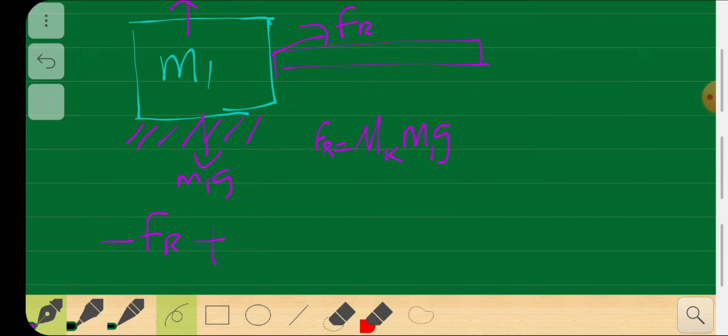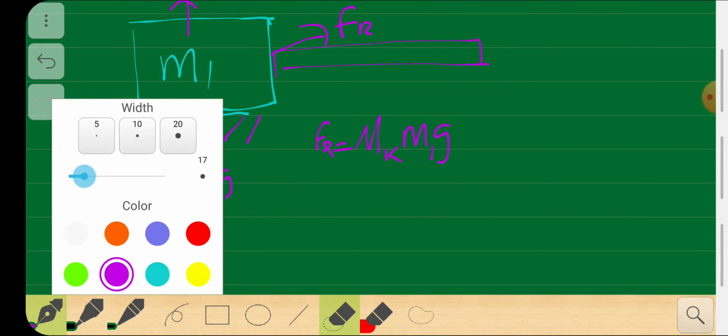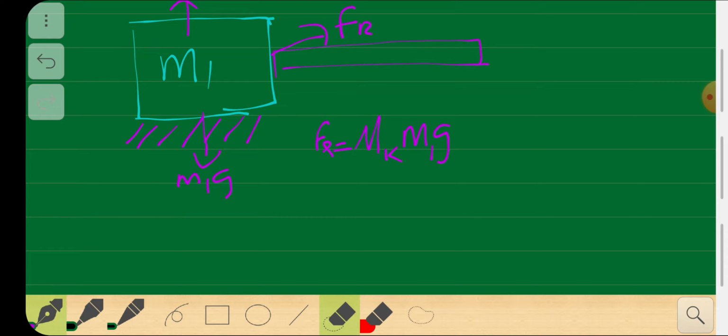Okay, let's write it down in symbol form. The frictional force is to the right. Now it's pulling to the right, this mass. So minus mu k m1g, which is to the left, must be equal to m1 a1, right? So that's a simple equation for the mass as well, right?